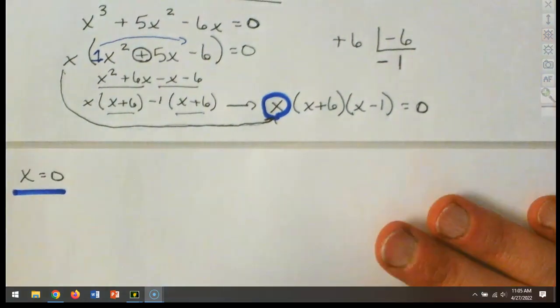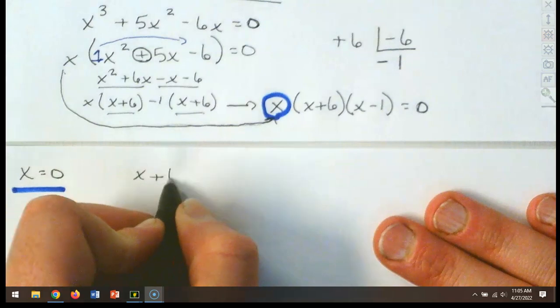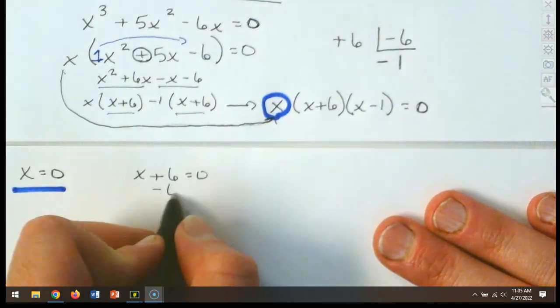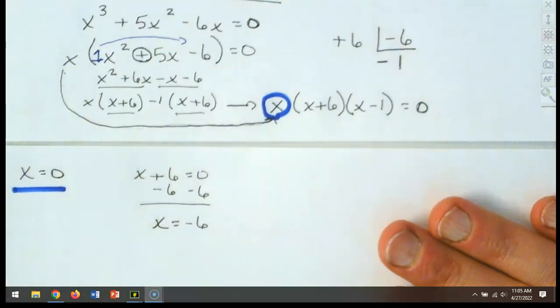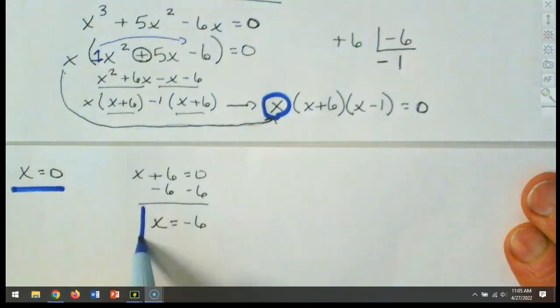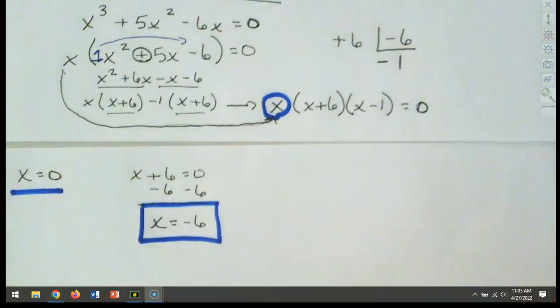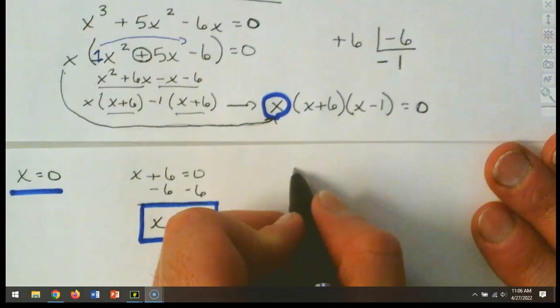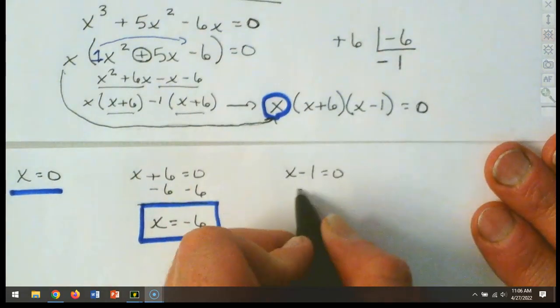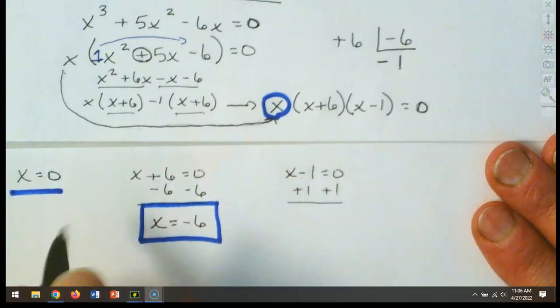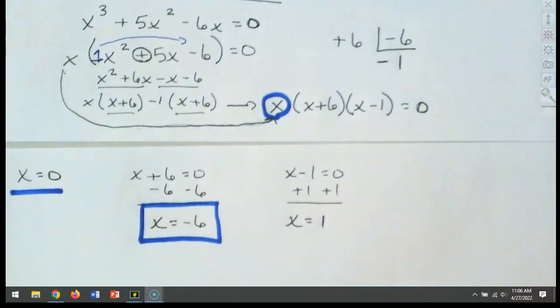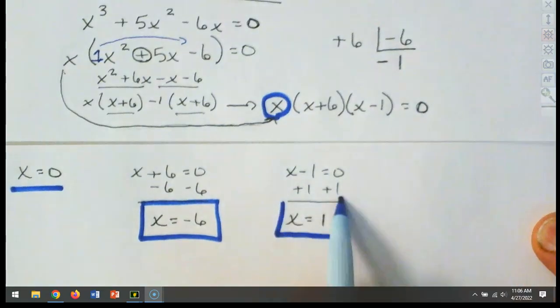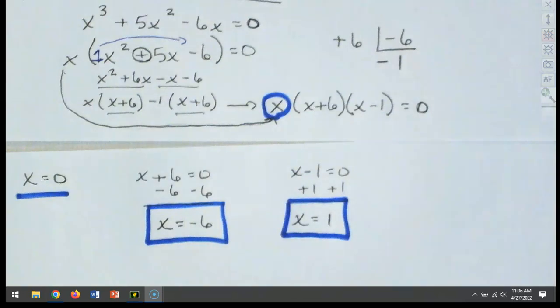What about the next one? x plus 6 equals 0. Move the 6 over. So x equals a negative 6. There's the second solution. And what's your last solution? x minus 1 equals 0. Add your 1. And so your last solution is now x equals 1. So this one has 3 separate solutions.